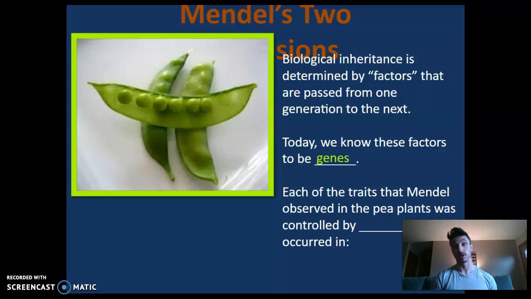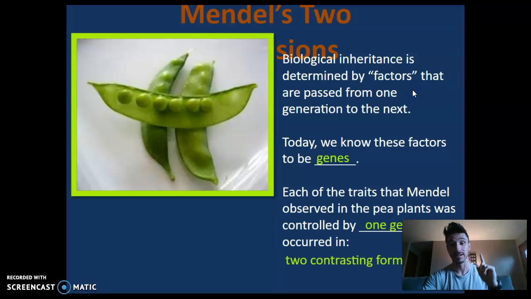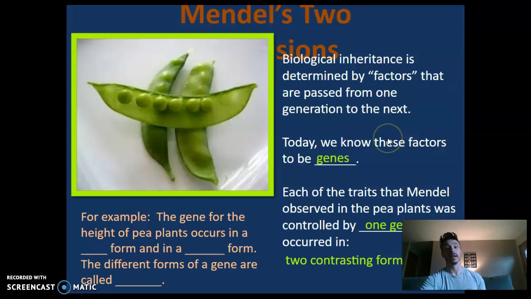Each of the traits that Mendel observed in the pea plants was controlled by only one gene that occurred in two contrasting forms. So, for instance, the gene for height, its two alleles, its two variations, were tall and dwarf. Now this is where Mendel got lucky, because there are traits controlled by more than one gene, and they come in more than two contrasting forms. So Mendel got really lucky in building his foundation of modern day genetics, by picking traits that just so happened to be one gene with two forms, as simple as it gets when it comes to genetics. And here's an example.